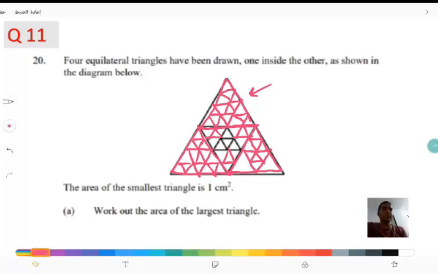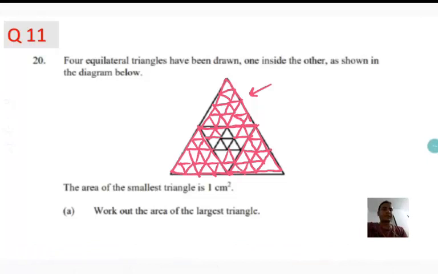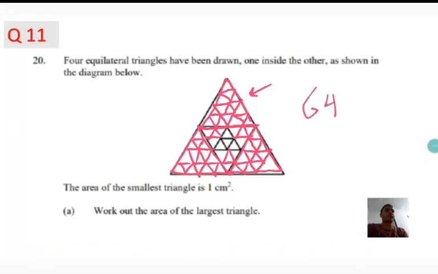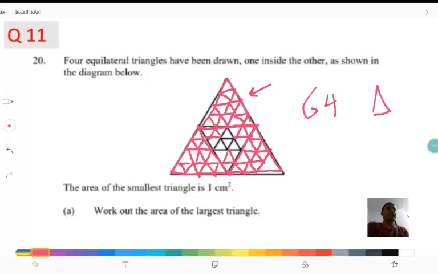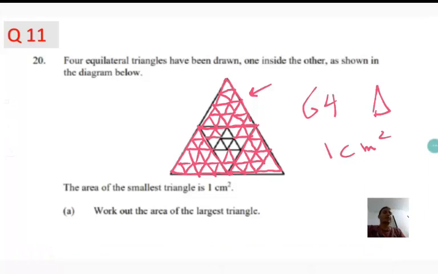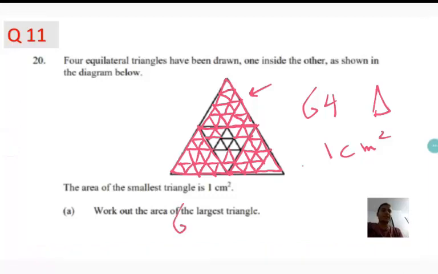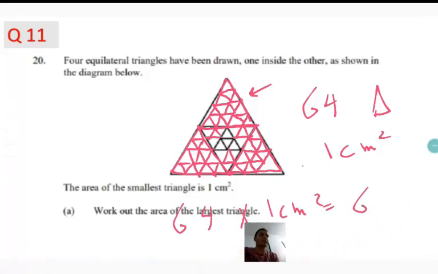So finally we will have 64 small equilateral triangles. Each triangle has an area of 1 centimeter square. That means the total area of the whole shape, or the largest triangle, is 64 times 1 centimeter square, which equals 64 centimeter squared. That's it.